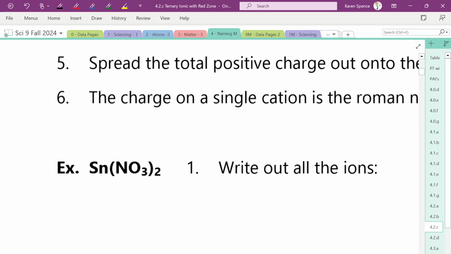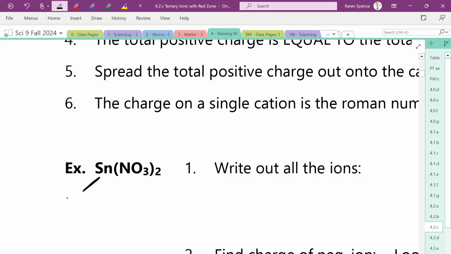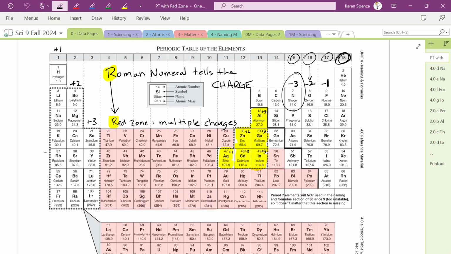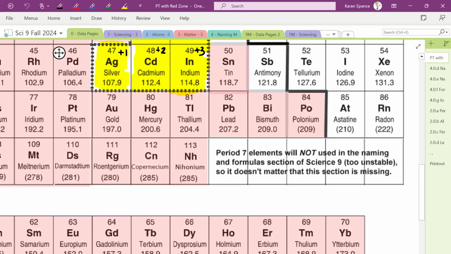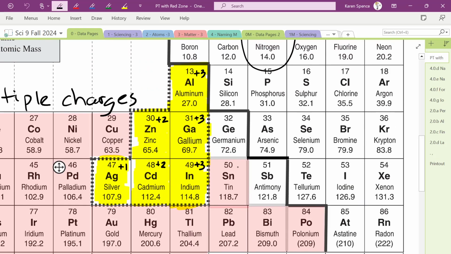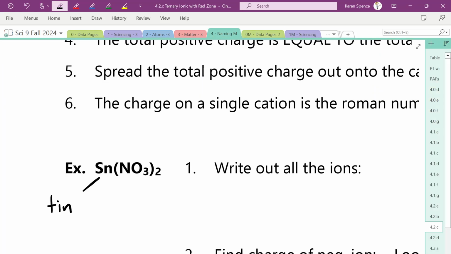We have Sn. Sn is tin. And if we go to our periodic table, tin is red. What does it mean if it's red? It needs a Roman numeral. Red needs a Roman numeral. So I'm just going to put some brackets here and leave that blank until I figure out my Roman numeral. And then we have NO3.